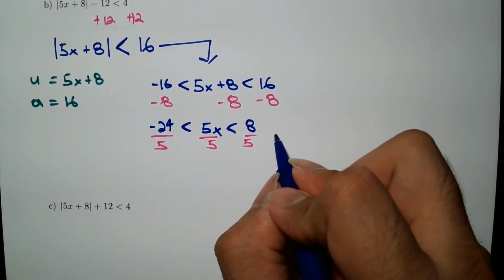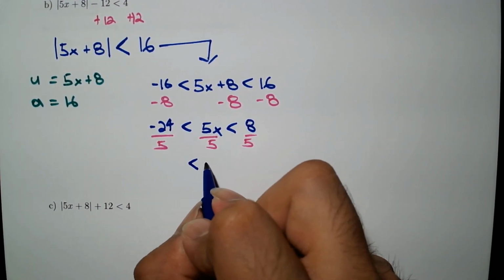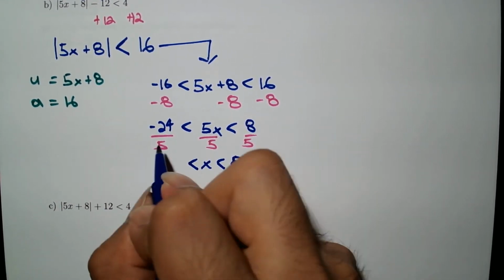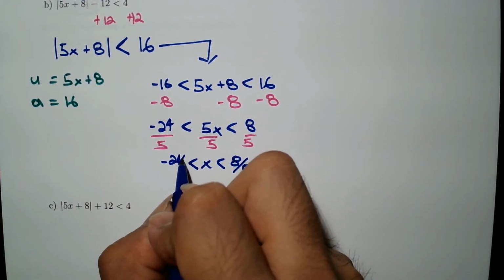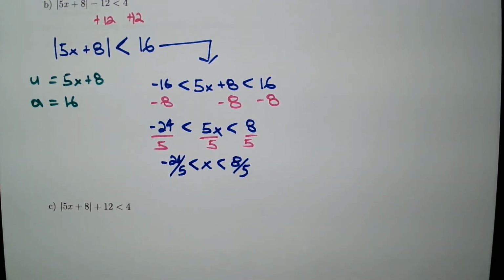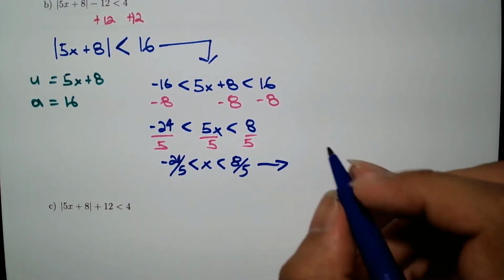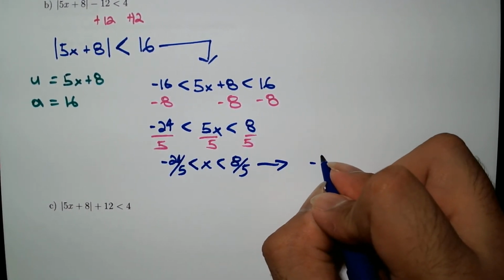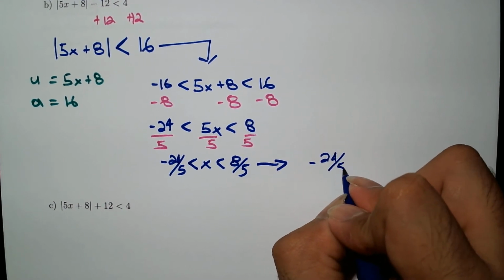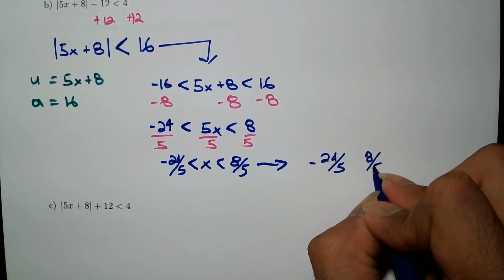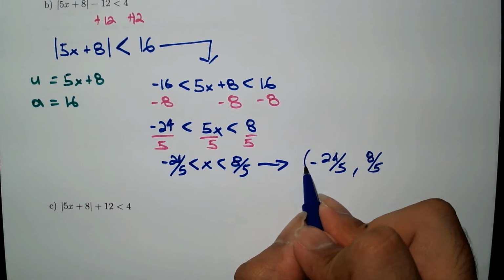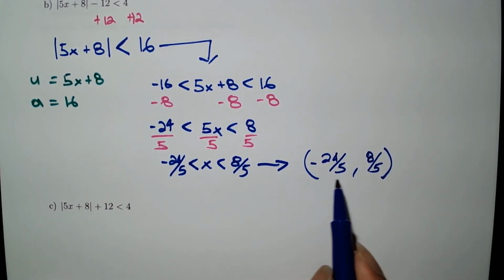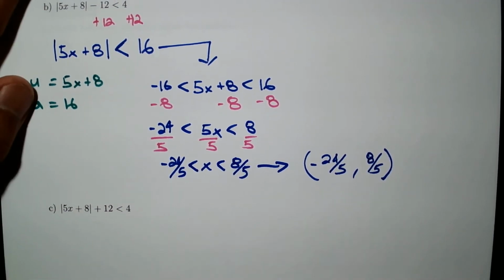Okay, so final answer, x less than 8/5 but greater than negative 24/5. Again, we need to write this using interval notation. That's not really hard. All we do is write the numbers negative 24/5 and 8/5. But in this case, for the endpoint symbols, the grouping symbols are going to be parentheses as opposed to the previous example in which we had brackets.